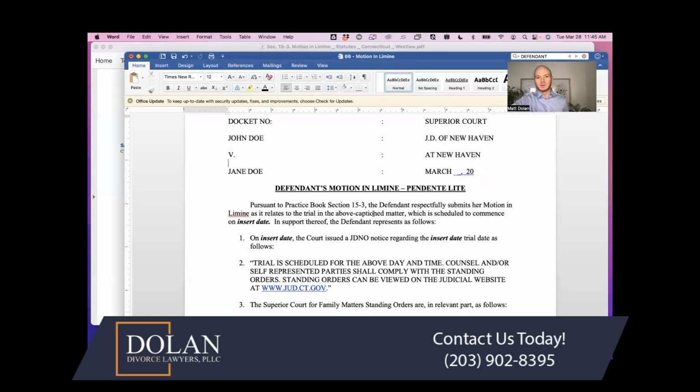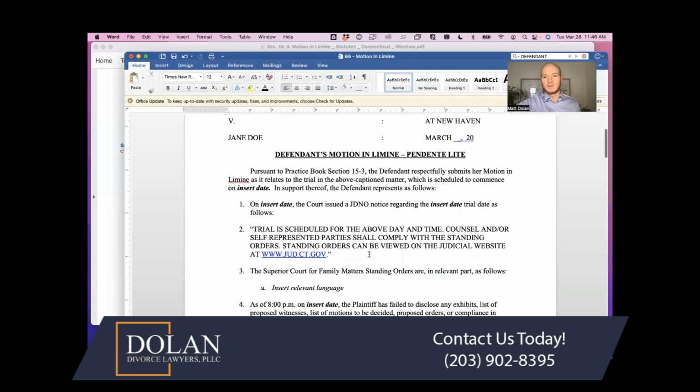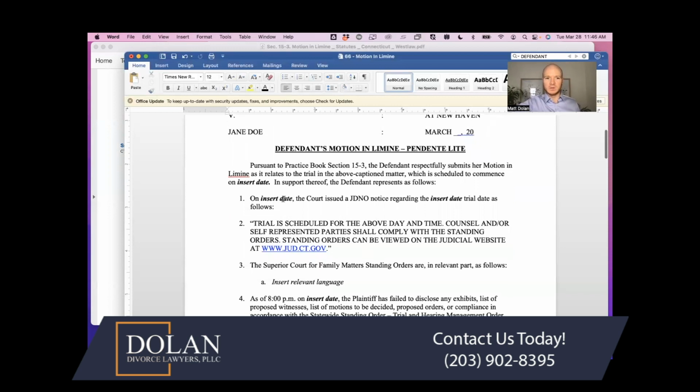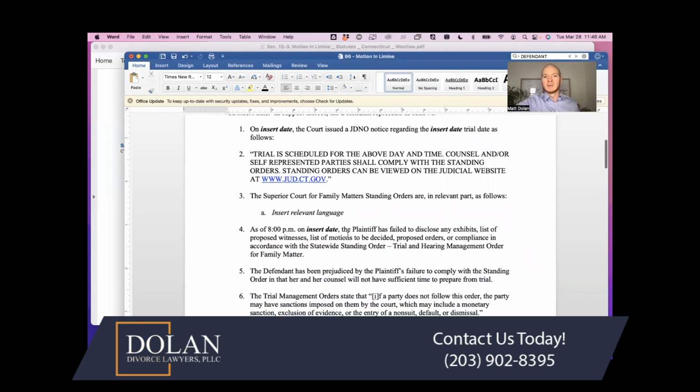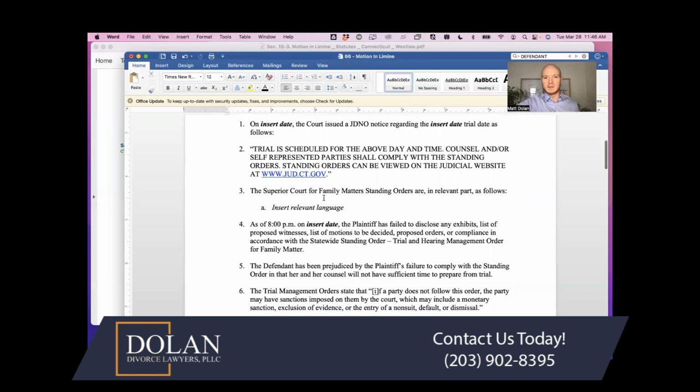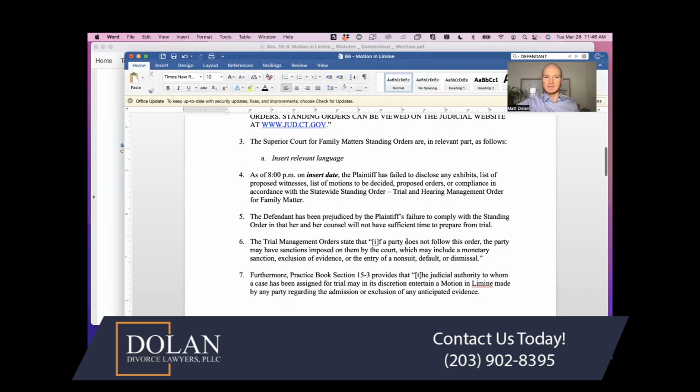So here's a sample motion. It's pursuant to the practice book section. You're submitting this motion as it relates to a trial, which is scheduled on a certain date. Again, this is the scenario of them not following that standing order. On a certain date, the court issued a notice regarding the trial date as follows: trial is scheduled for the above day and time. Counsel and or self-represented party shall comply with the standing orders. Standing orders can be viewed on the judicial website. And as of a certain date, they still haven't turned over any documents.